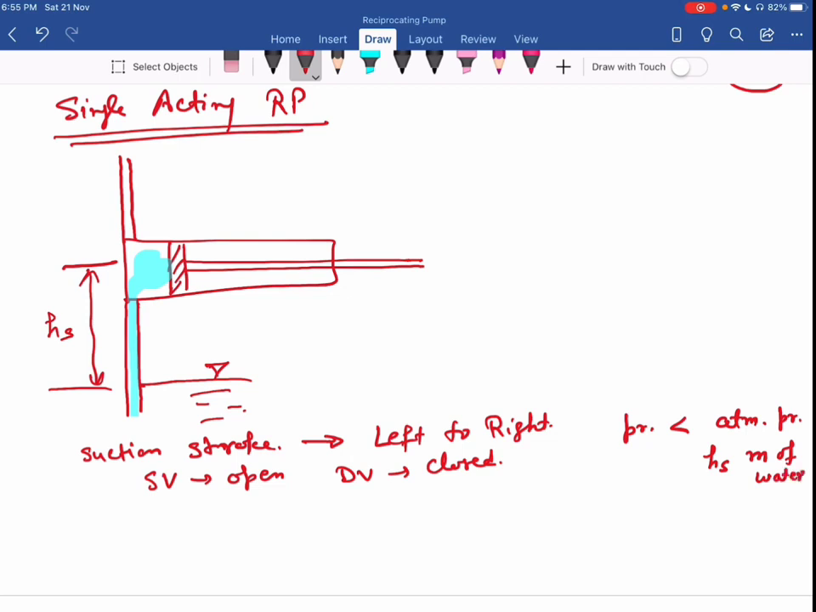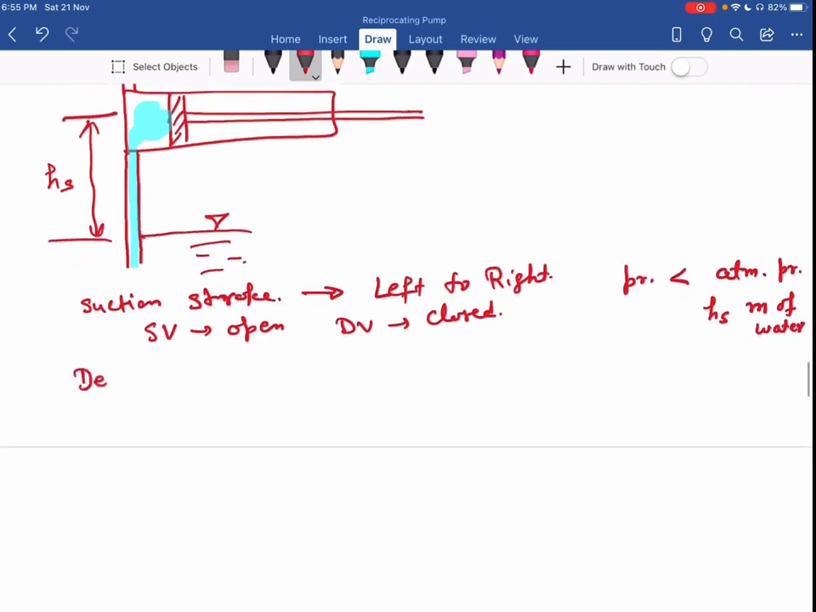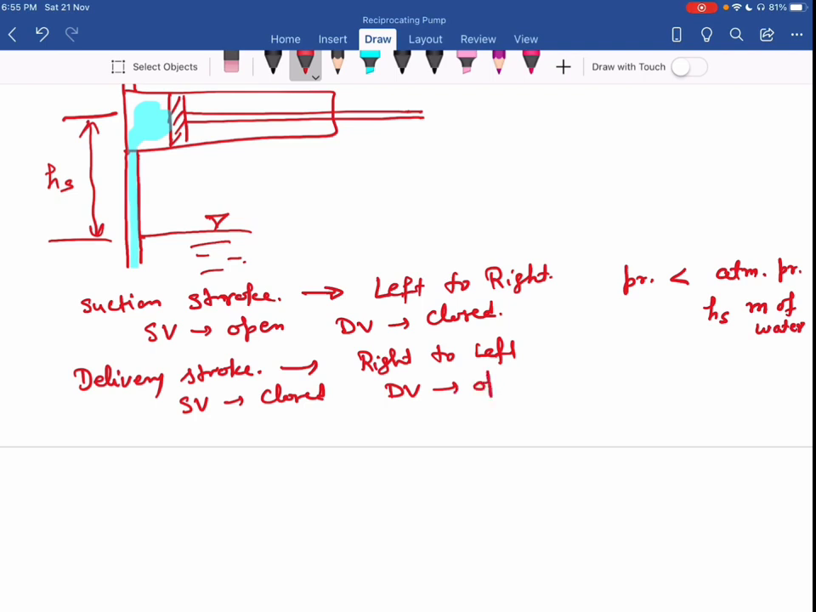Okay. So then during delivery stroke, my piston moves from right to left. And at that very time, my suction valve is closed, delivery valve is open. At that very time, now I have to push the water from the cylinder to the required height through the delivery pipe. So at that very time, the pressure is more than the atmospheric pressure, that is by an amount HD meter of water.